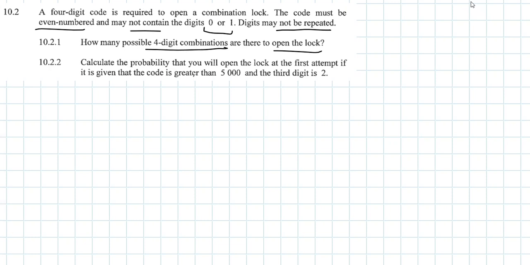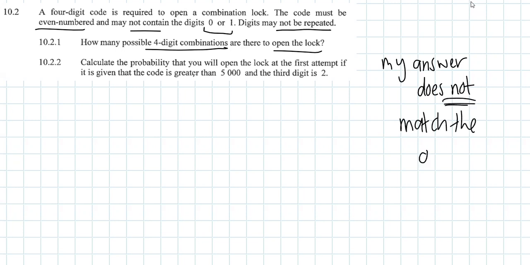Now I'm going to straight away say that my answer does not match the official mark scheme. So maybe somebody can put in the comments how the mark scheme got to their answer, but I'm going to do my usual method, sort of how I'm interpreting this question to see.